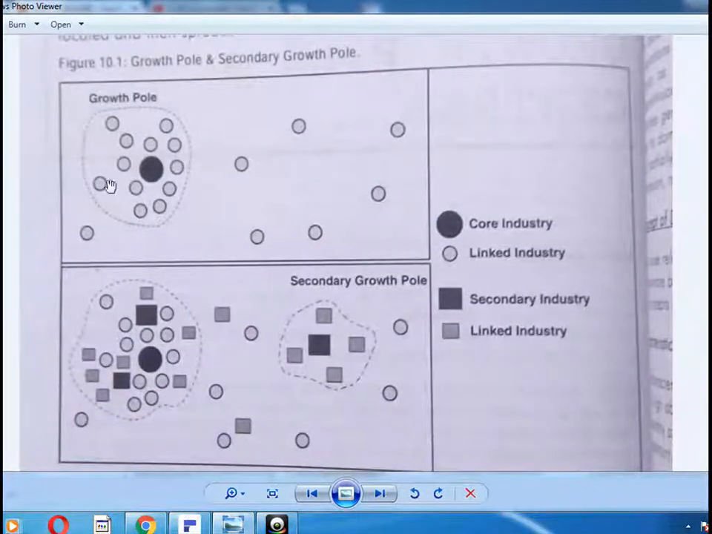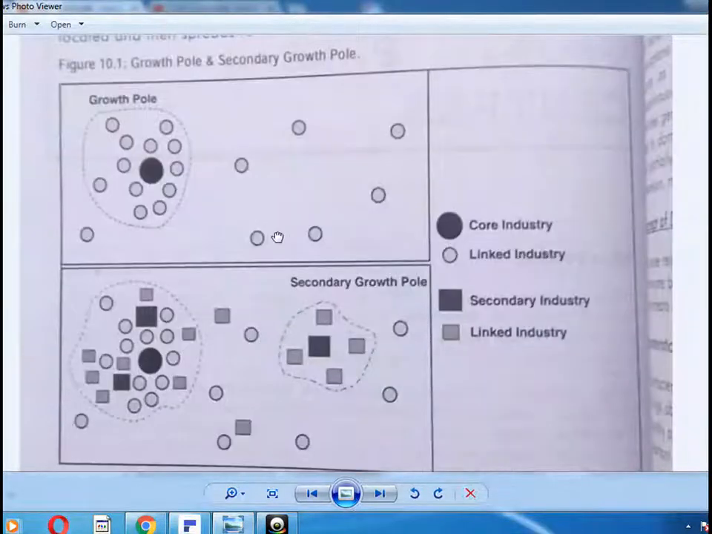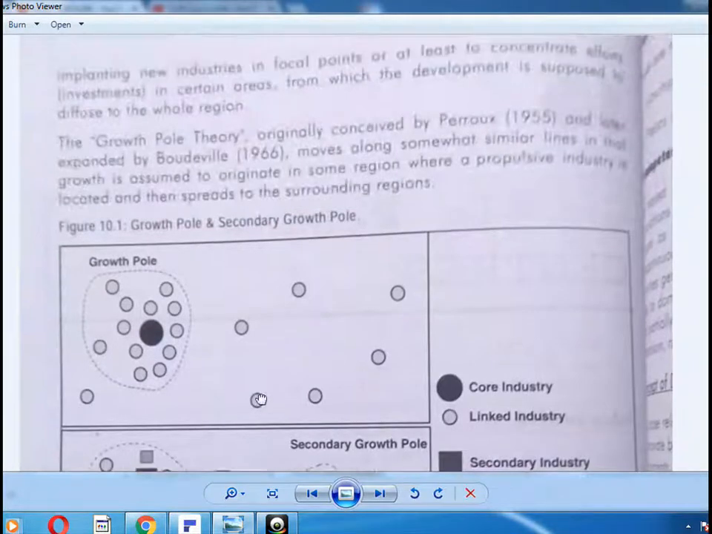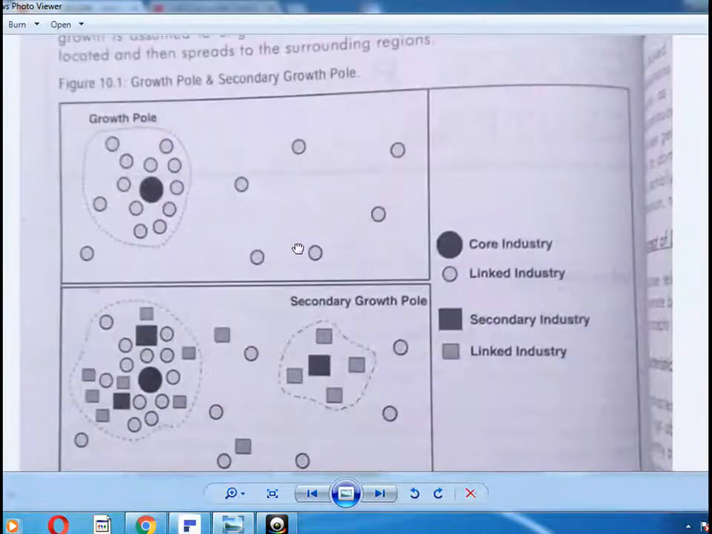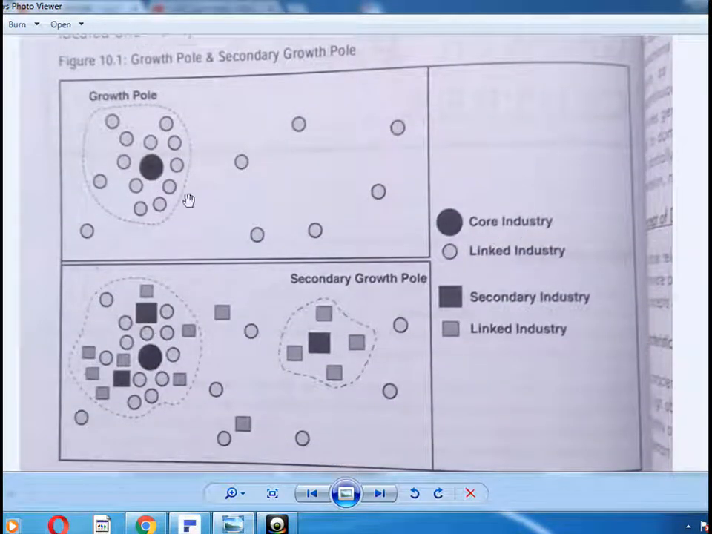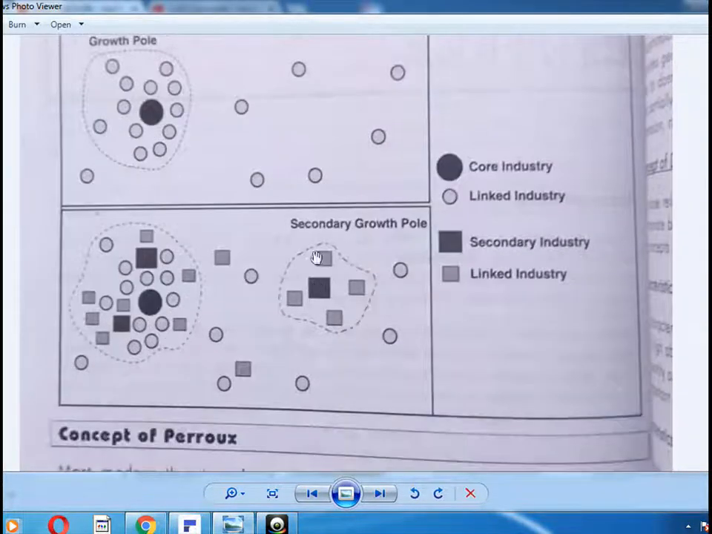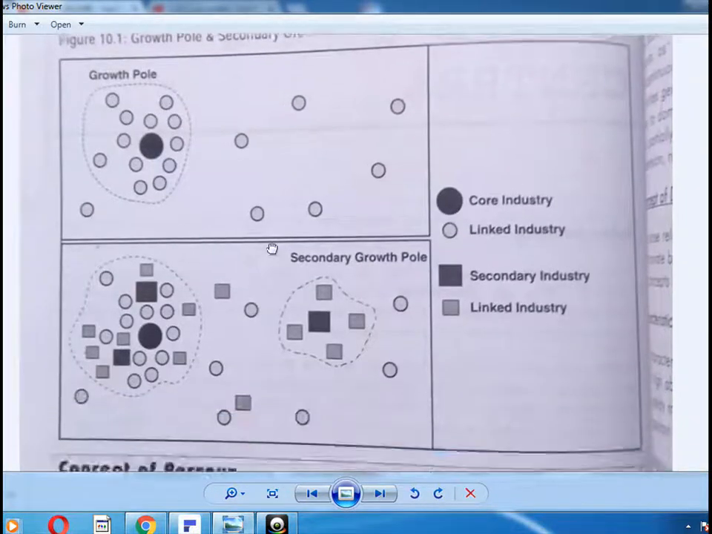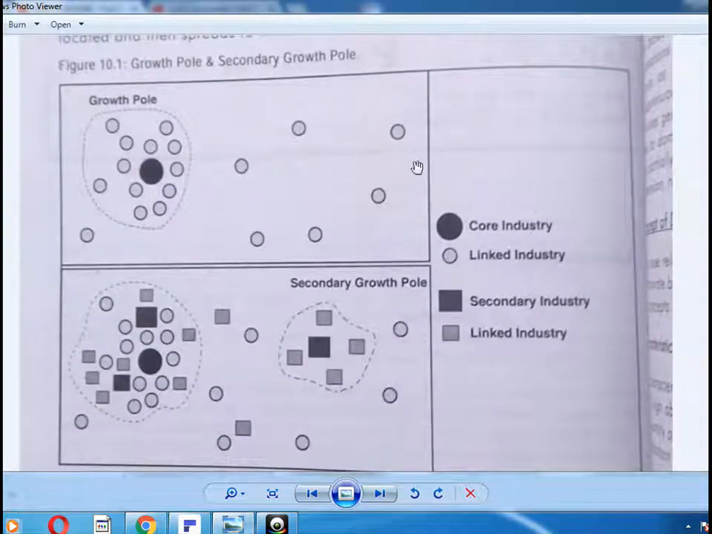So here it is now diffused to the surrounding area. Okay, surrounding area. So you can see, actually, this concept explained here. So here is the core industry, and it has a linked industry. In this diagram, it is mainly the growth pole and the secondary growth pole.